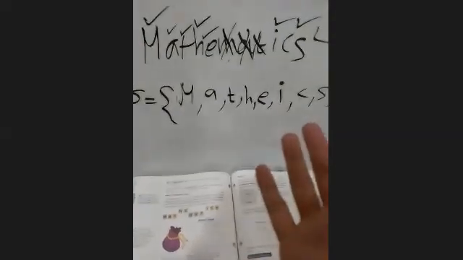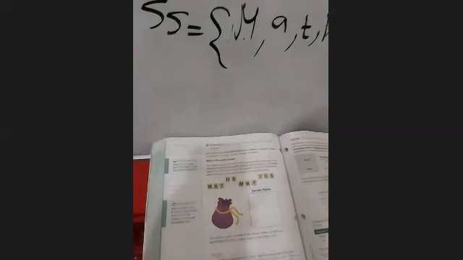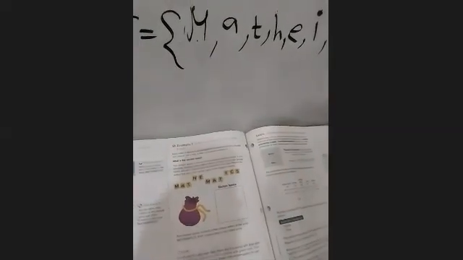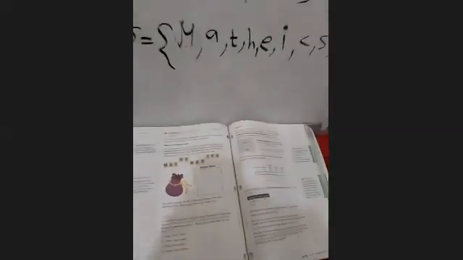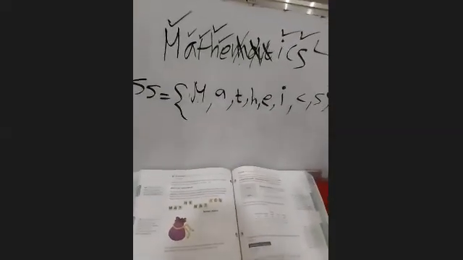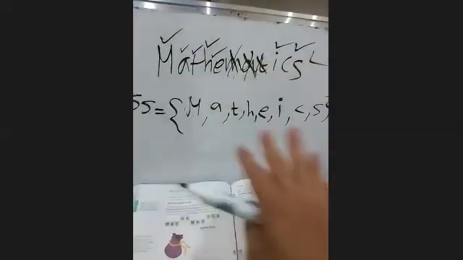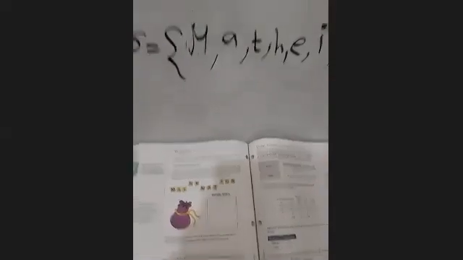We took the word Mississippi, guys. If you remember, it has a lot of letters that are repeated. So to find the sample space of a word, or selecting a letter from a word, put all the letters, but without repeating. This is the idea.